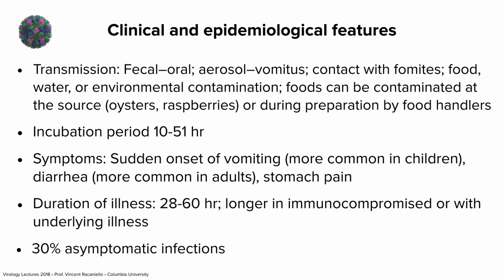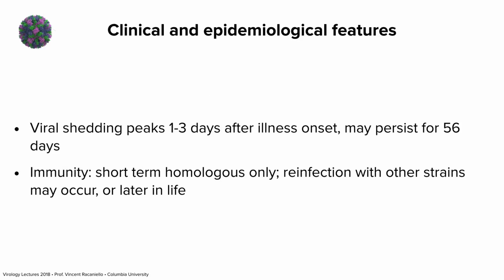We figured out that those people were going back with dirty hands and getting the virus into food. Incubation period, sudden onset of vomiting, 28 to 60 hours, pretty quick illness, and here 30% asymptomatic, and that's how it mainly is spread in these institutional settings like cafeterias and cruise ships. Peak of shedding 1 to 3 days, but you can shed for 56 days after infection, after your illness. So you can imagine people get better and they go back to work, and if they're a food handler, boom, that's how they spread it.